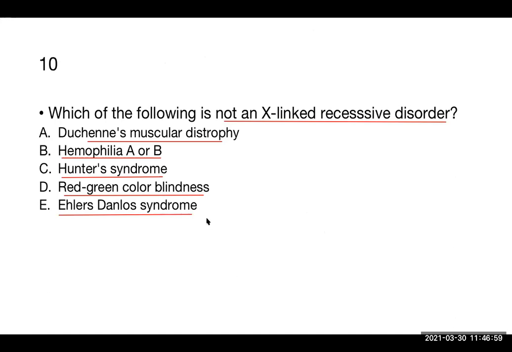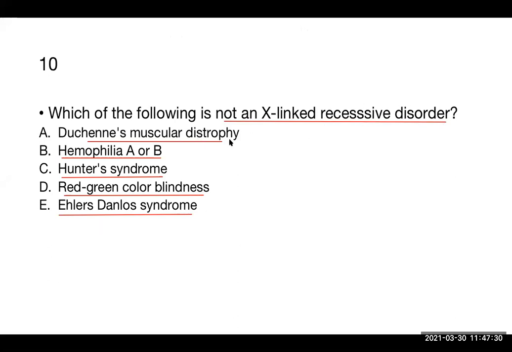Now see there, Ehlers-Danlos syndrome and Marfan syndrome, they both are similar type of disorders. They are a type of connective tissue disorder where there is hyperstretchability of our tissues or organs. So both of them are autosomal dominant disorder. Now you got the answer already. So apart from them, all other which are mentioned here are X-linked recessive disorder.